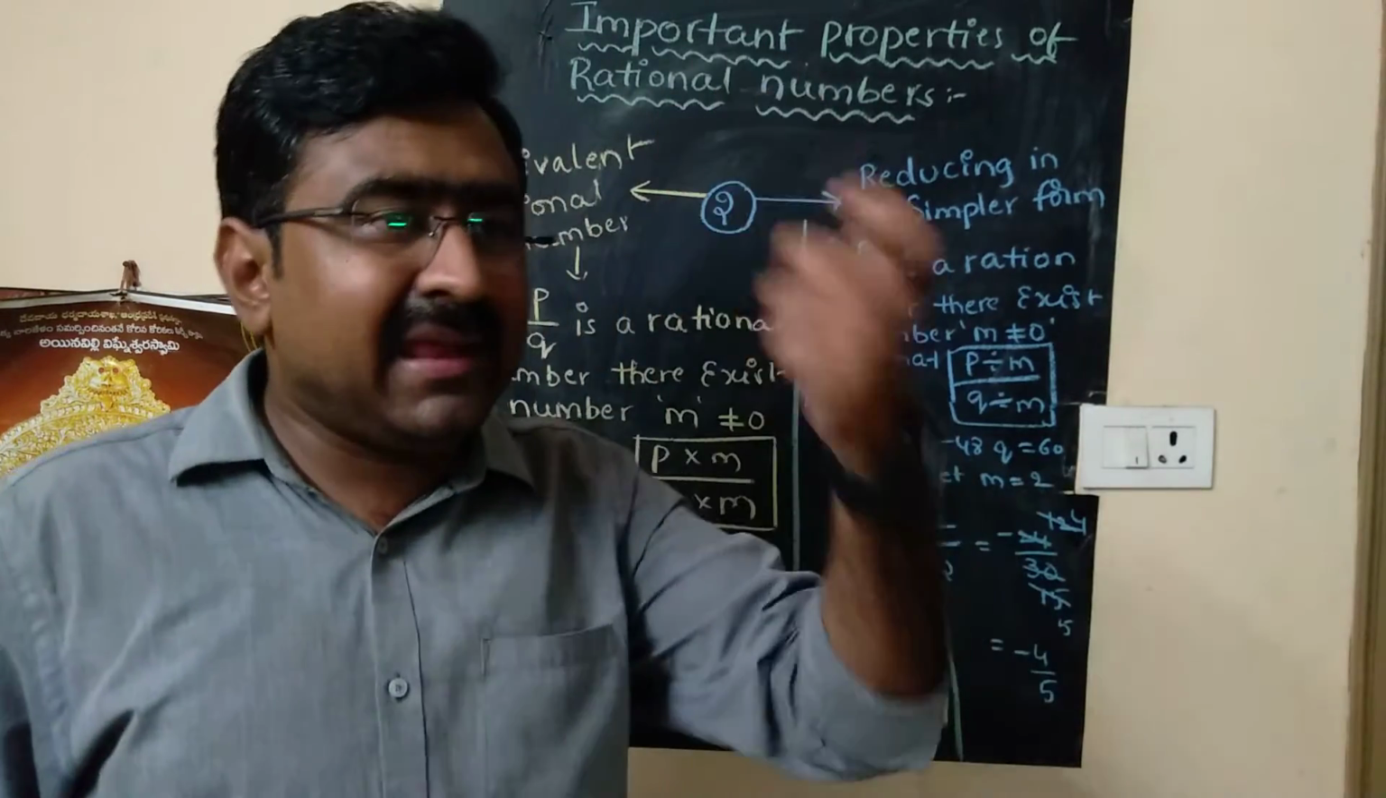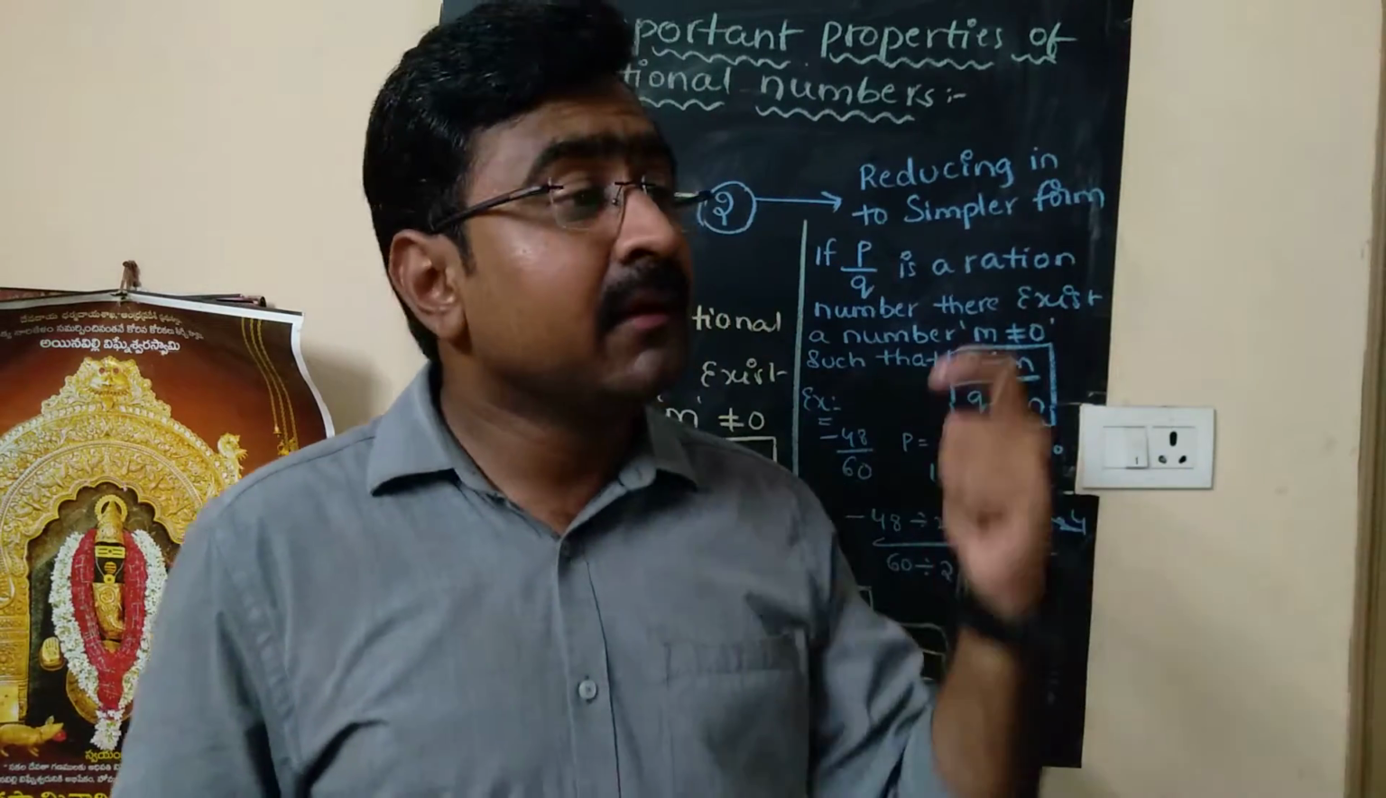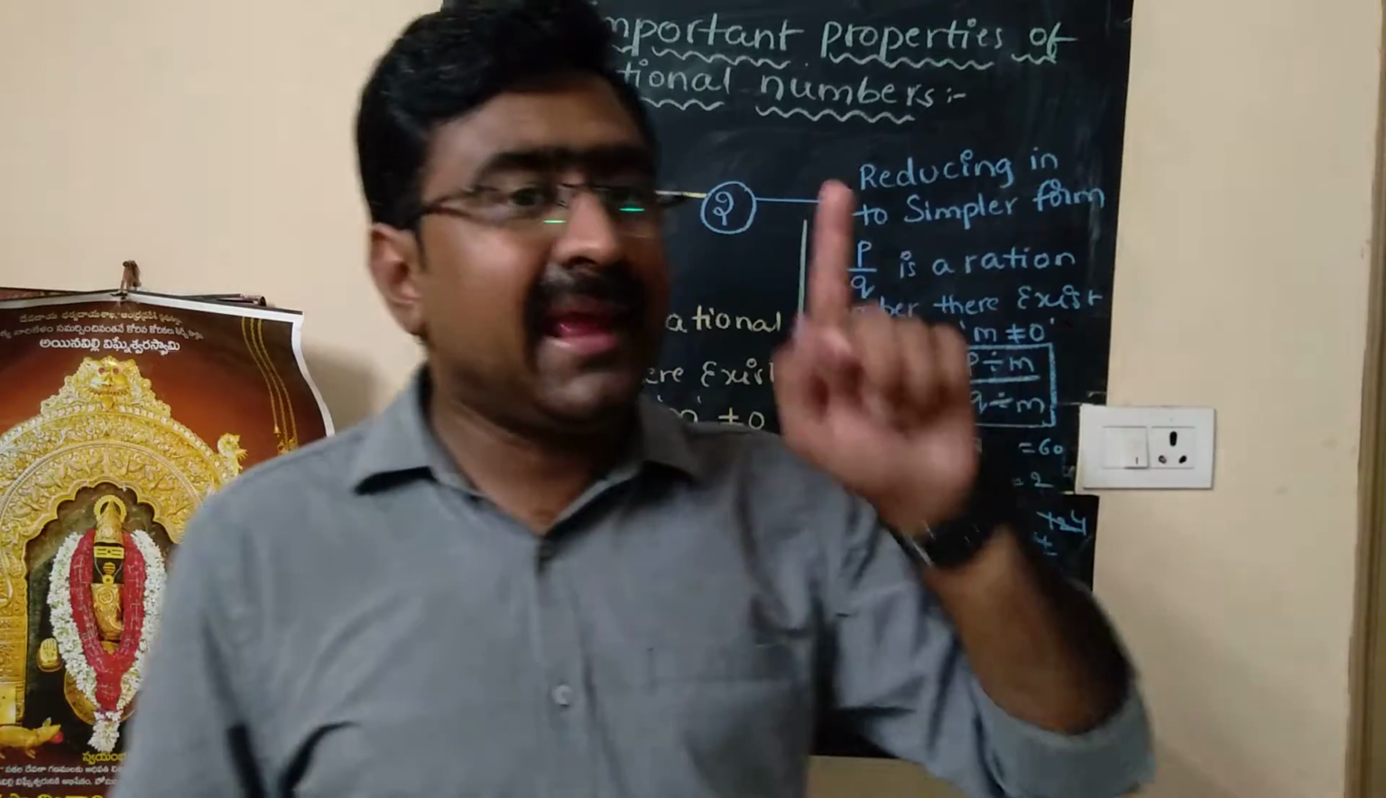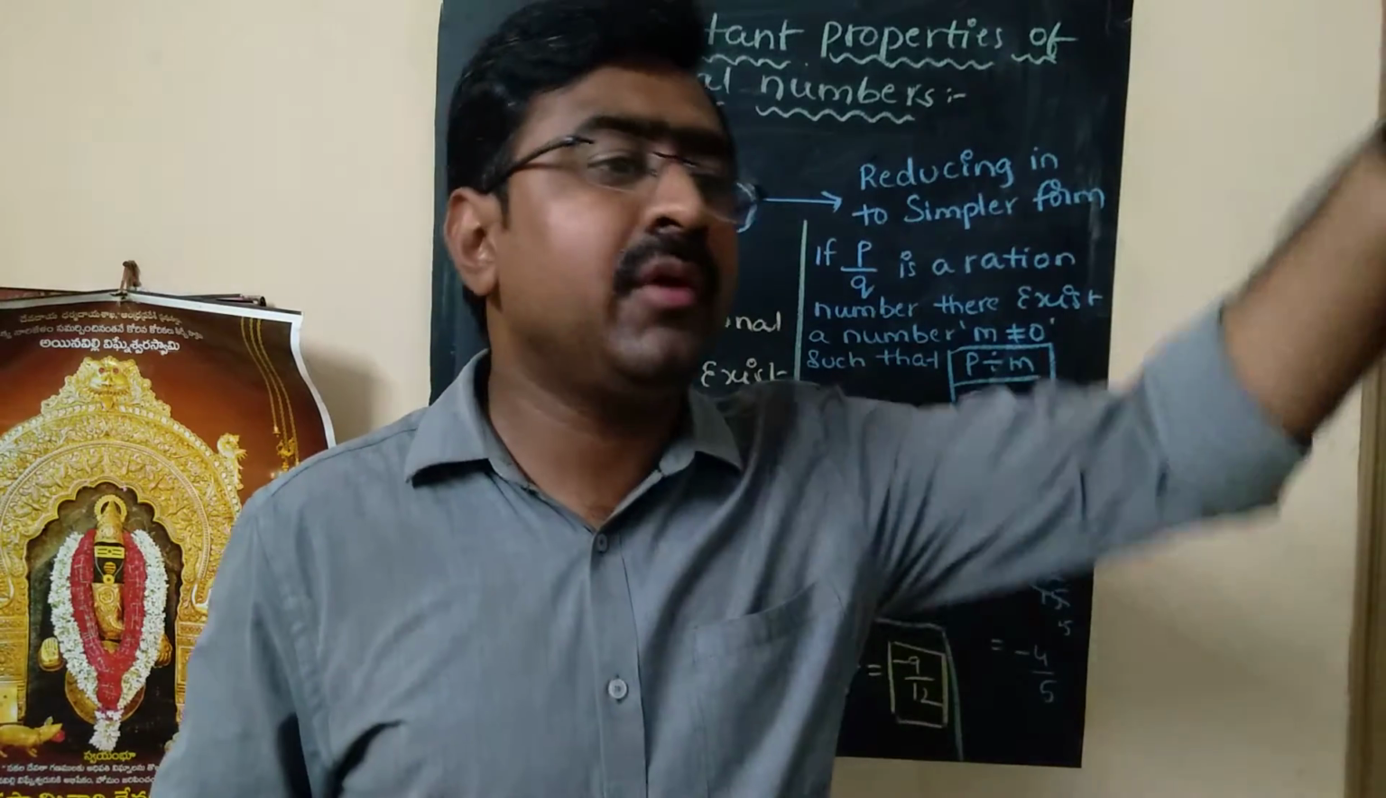So that m should be multiplied with the numerator, and as well as that m should be multiplied with the denominator. Now we can say that in p by q, p is the numerator, q is the denominator, and m is any non-zero integer. Non-zero means except 0, the value can be any other number.